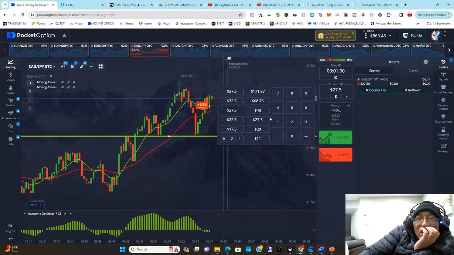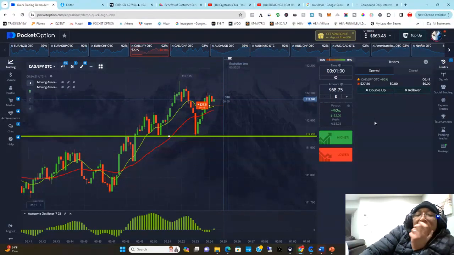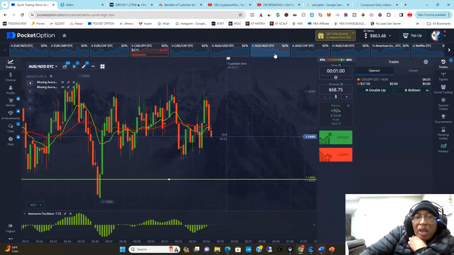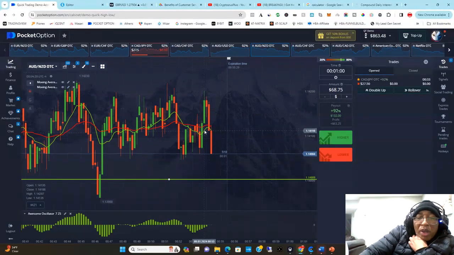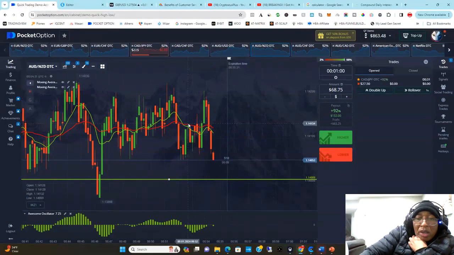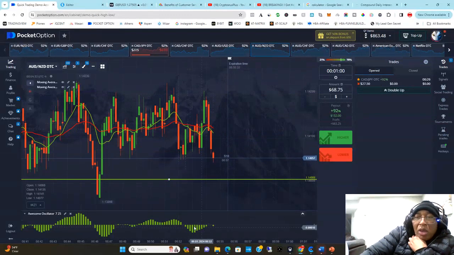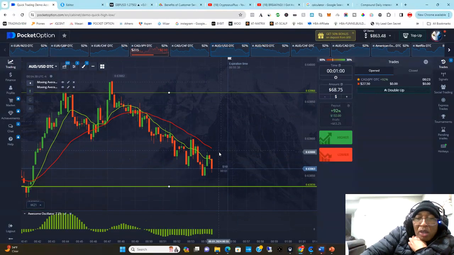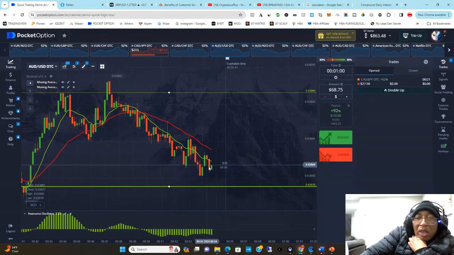The next one is the 68.75, guys. 68.75. Wow, this one looks weird, and this pair here is even worse. It's not obeying any rules. You can see that. So you don't want to trade anything like that. If we do, you can see we'd just be risking our money.